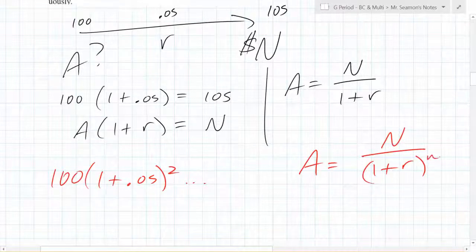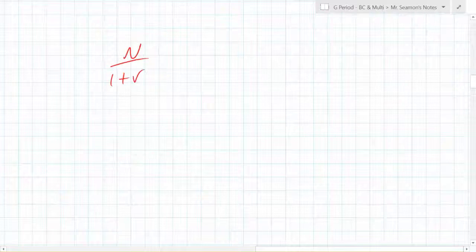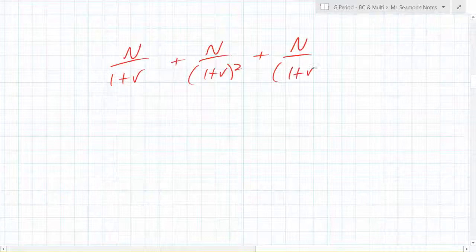So you can kind of think of it like this. So you're adding all these up. Now here's the thing. That's actually really good for us because if we list them all out, you'll have n over 1 plus r, and then you'd have n over what? 1 plus r. And why is this structurally good for us to see?